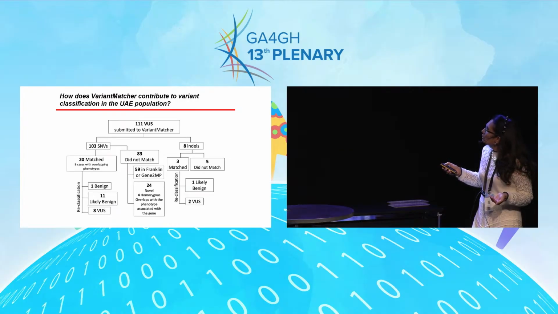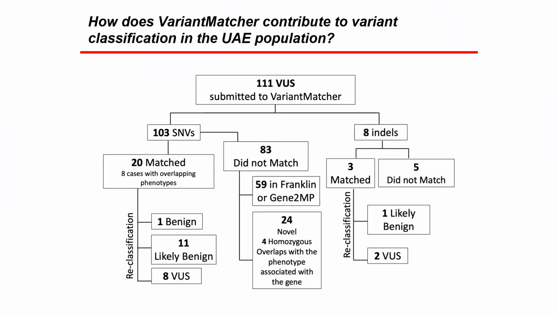Now we got a sample of variants of uncertain significance from a project in the UAE to do the same thing, and we saw that of 111 variants that we started with, 20 of them matched in Variant Matcher, and by checking the phenotype, we were able to reclassify 12 of them to likely benign or benign. Of 83 that didn't match in Variant Matcher, 59 still match in Franklin or Gene2MP, but now we need to follow up on phenotyping, and that's part of our project. We are trying to see how to give more than numbers and how to give phenotype information to enable this reclassification, which we achieved here because we had the phenotype to compare.